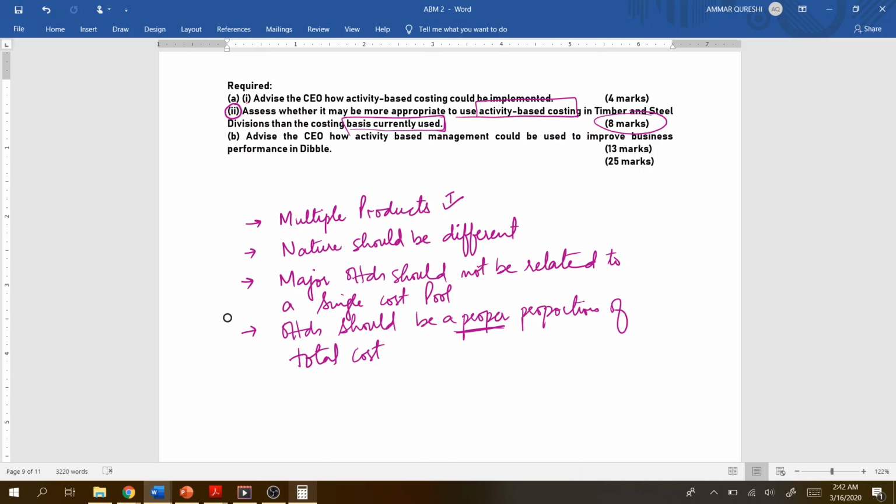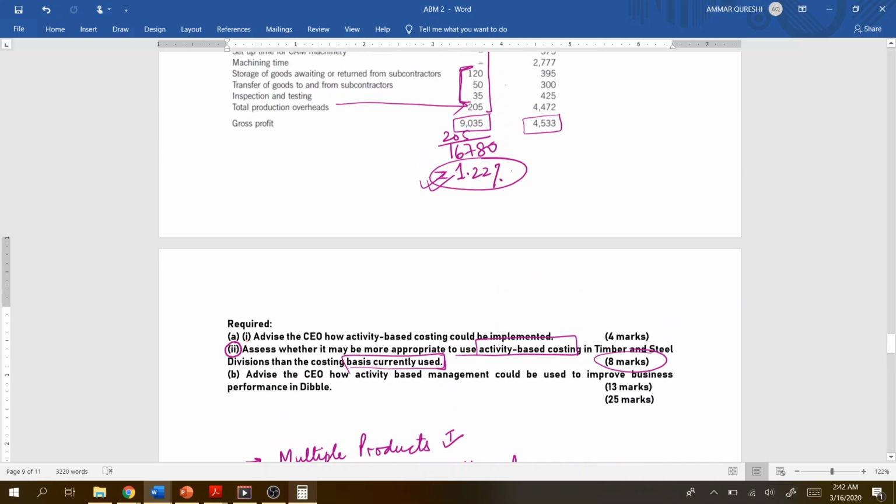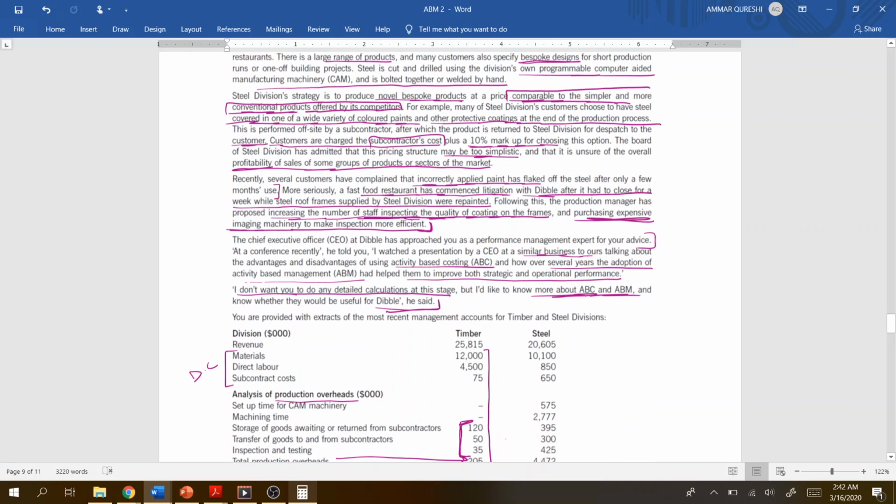The second condition is partially met, not 100%, because the company is manufacturing different products, but there are not a lot of different products. The most important thing on the basis of which we can reject this claim is this one. So you have to justify why you think that current absorption costing system may not be relevant in this situation for the timber division, right? Now let's move towards steel division.